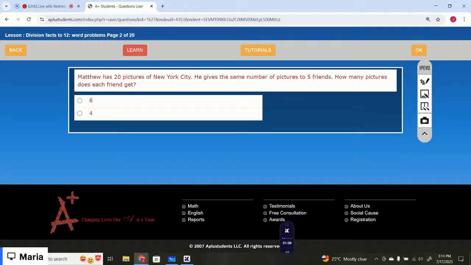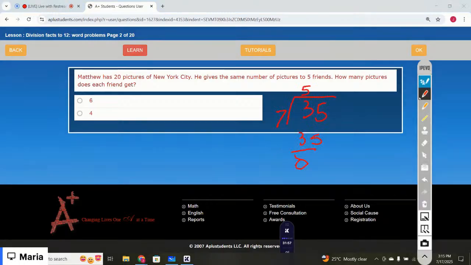Matthew has 20 pictures of New York City. He gives the same number of pictures to 5 friends. How many pictures does each friend get? So, which is the correct option? 20 pictures of New York, right? And he gives the same number of pictures to 5 friends. So, it would be 20 divided by 5.